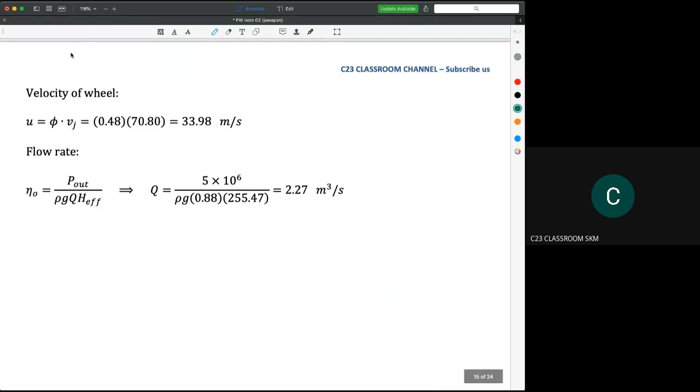Then we could calculate the velocity of the wheel because we know the phi here. We multiply 0.48 with 70.8, and we get 33.98 meters per second. This is the value of U. Then we could calculate the flow rate by using this equation. We put the effective head here, 255 meters, because it is the input of the Pelton wheel. So we calculate the value of Q as 2.27 cubic meters per second.